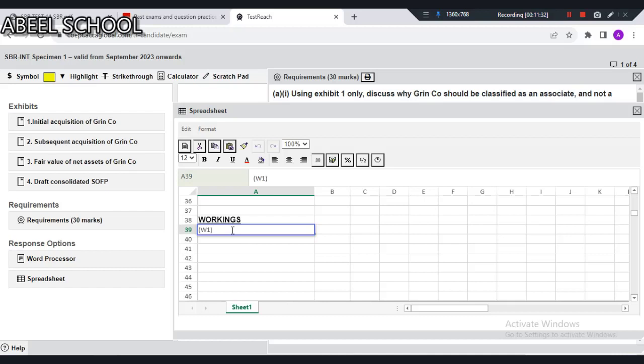And dear student, listen to me carefully. When you are using the spreadsheet of ACCA, it is very slow as compared to what we use at home. So you simply need to show patience. And we are doing A2. Okay, working one, investment in associate.